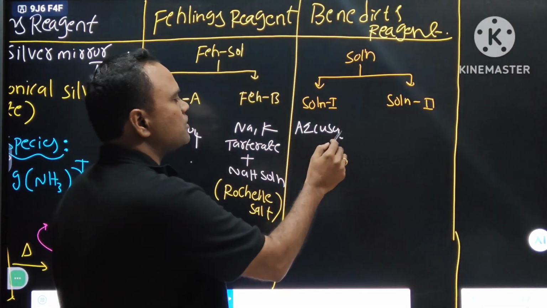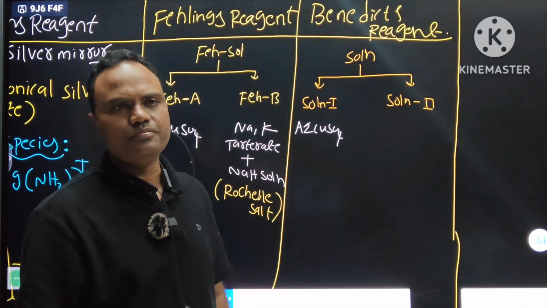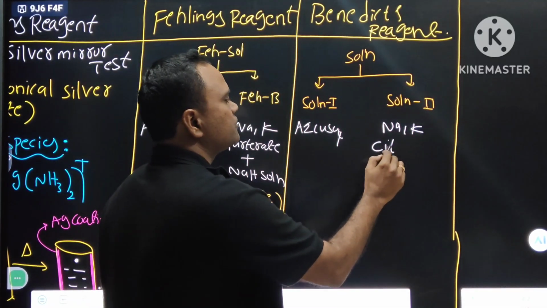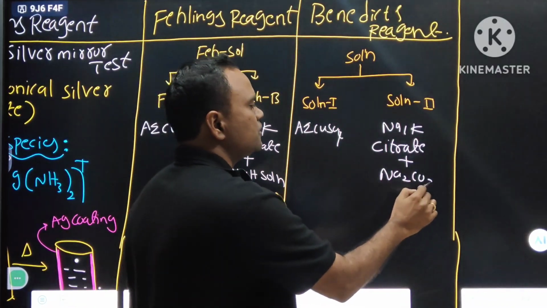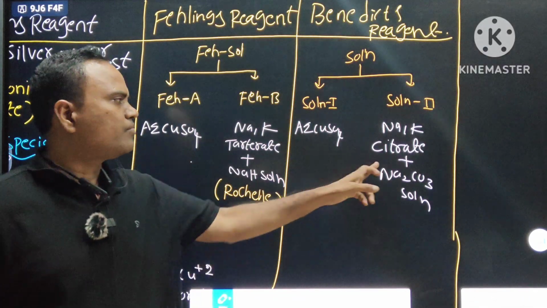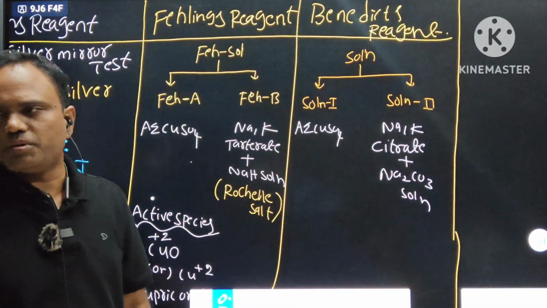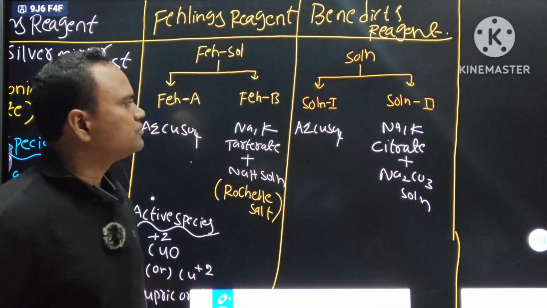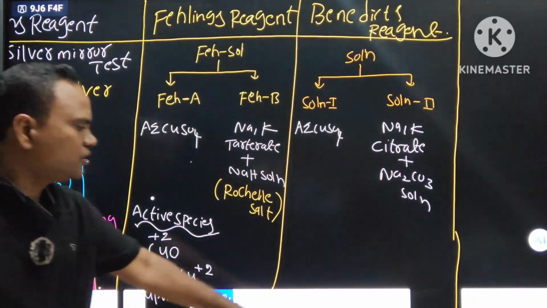Solution 1 is aqueous copper sulfate solution. Same as before. Solution 2 is sodium potassium citrate plus Na2CO3 basic solution. See, it changed. That is the difference: citrate and base also changed. There is no particular name for this, unlike Rochelle salt. The difference is salt and base. Right.